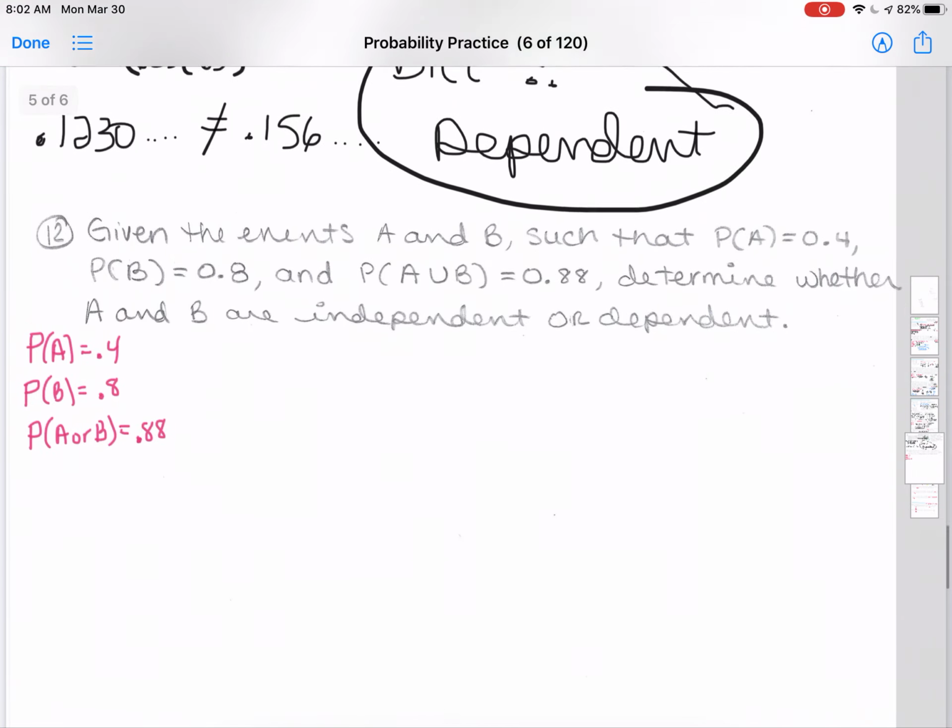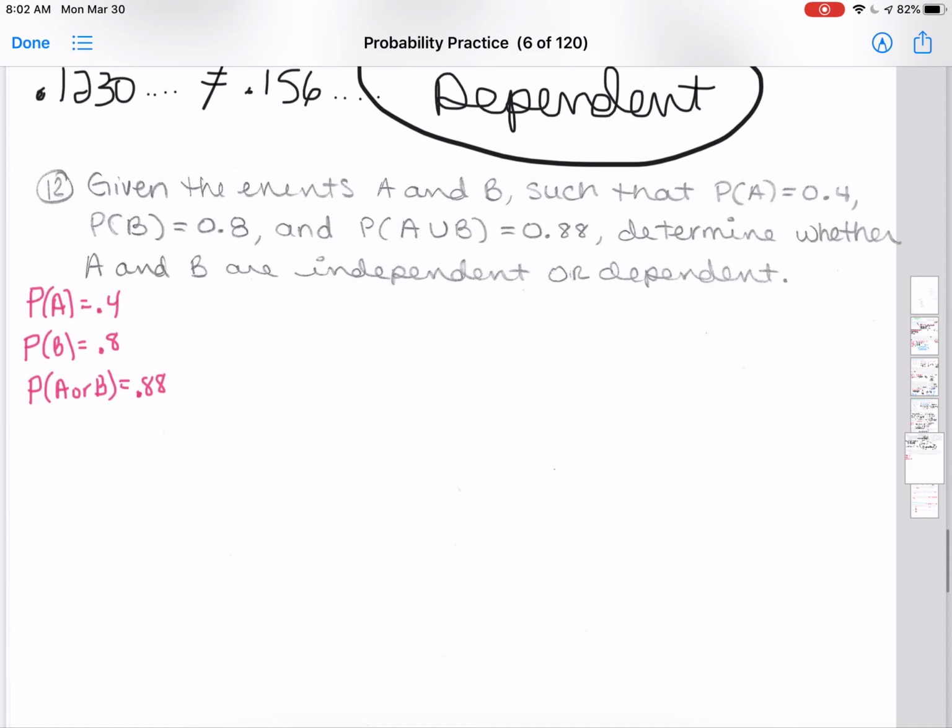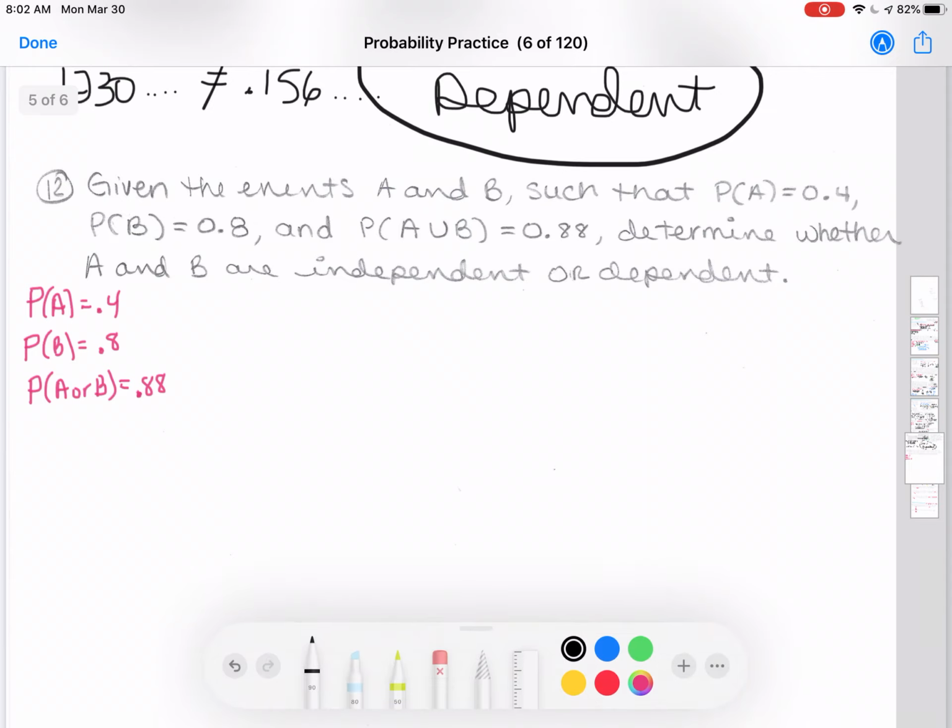Okay, one more independent, dependent. Yeah, this one's a little tough. Okay, so it says, given the events A and B, such that the probability of A is equal to 0.4, and the probability of B is equal to 0.8, and the probability of, so this one's or, this symbol, right? Because I remember that this symbol, you can turn it into an A, so that's and, so the U is or. Determine whether or not they're independent or dependent.